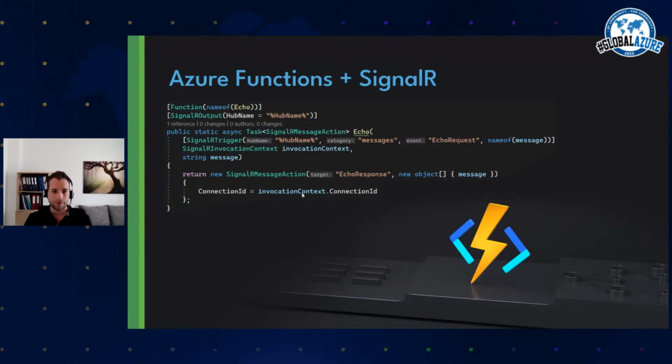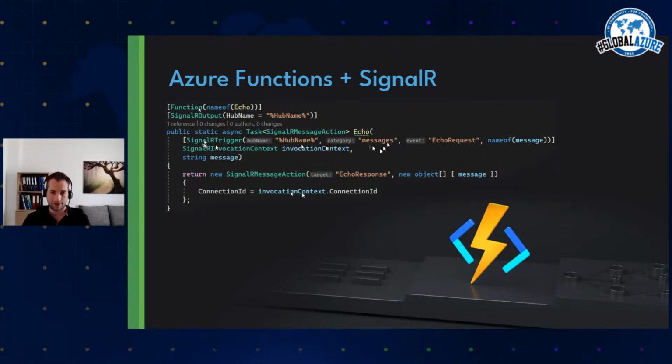Let's take a look at the code. Again, we have a C# function here. We have this function attribute applied. And this time we don't have an HTTP trigger, we have a SignalR trigger. So we want this function to be triggered by a SignalR message that was sent by the client. So this is why we use category messages here. We could also react to some connection events. For example, there's a new connection created or a connection failed. Then we could use this to react to these events as well. But in this case, we want to react to a message.